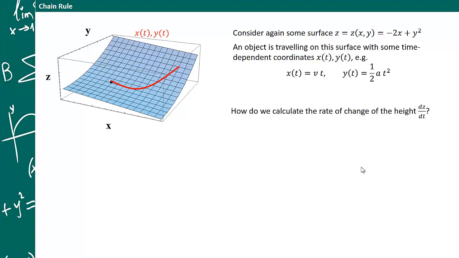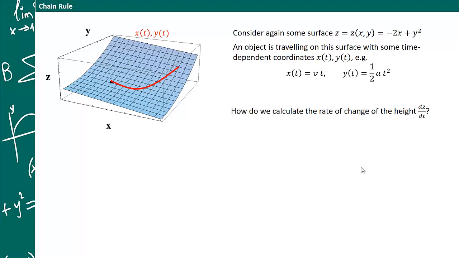Let me also then consider an object traveling on this surface with some time-dependent coordinates. So x and y depend on time. So x depends on time as v times t, for instance, and y depends on t as 1/2 a t squared. In principle, these could be any functions. I'm just writing something explicit down for us to work with.